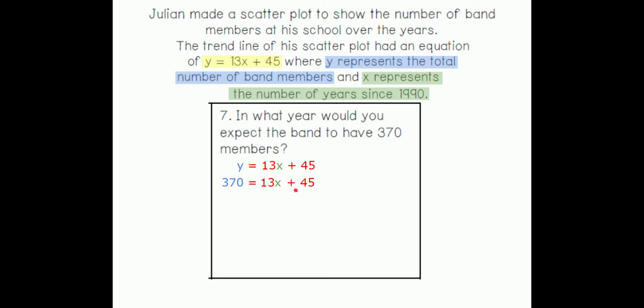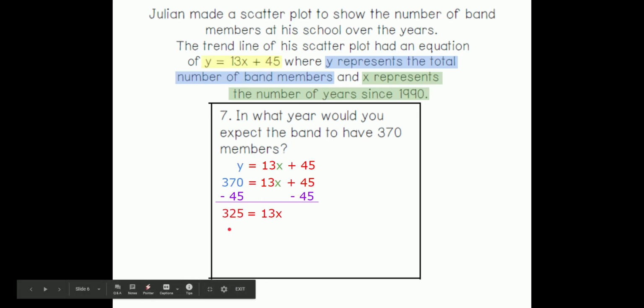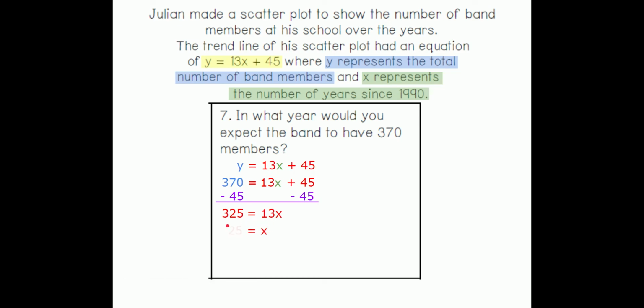So to solve this, simplify, it's a two-step equation. We subtract 45 from both sides, and we end up getting, this cancels, this is 13x, 370 minus 45 is 325. To solve this, we divide both sides by 13, and we get 25.